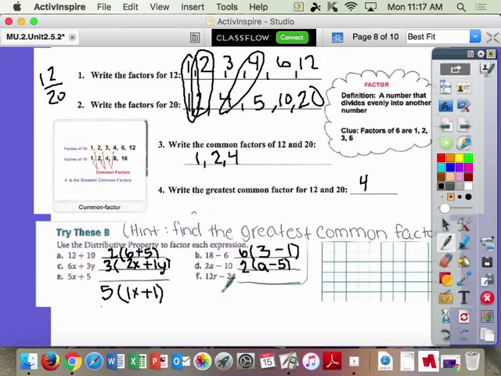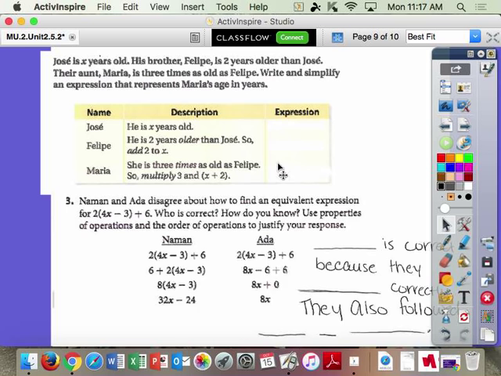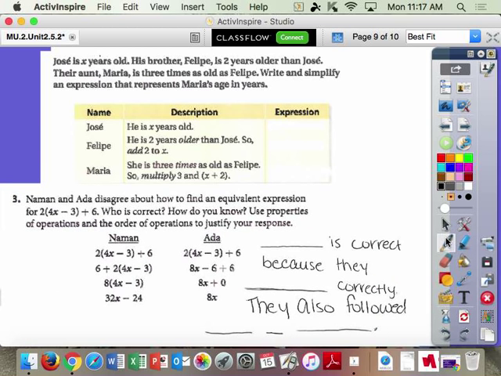And this one should be 12, that'd be 1r minus 2. Okay? So, now we're going to do a little bit harder, but it'll be okay. Jose is X years old. How would you write that? Well, he's just X. Felipe is 2 years older than Jose.